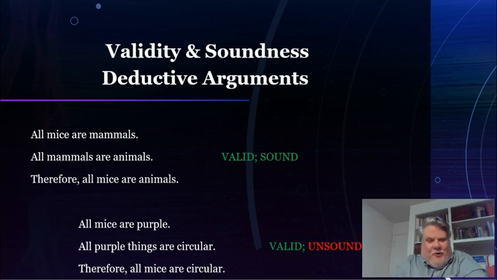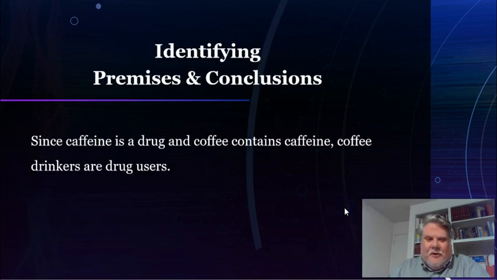How about the second one? All mice are purple. All purple things are circular. Therefore, all mice are circular. Well, it's still a valid argument. Does that mean it's a pretty good argument? Well, no. Both conditions need to obtain for it to be a good argument. The structure is right, but the premises are false. In fact, they're just absurd. This argument is valid, but it is not sound. This is an unsound, valid, deductive argument.